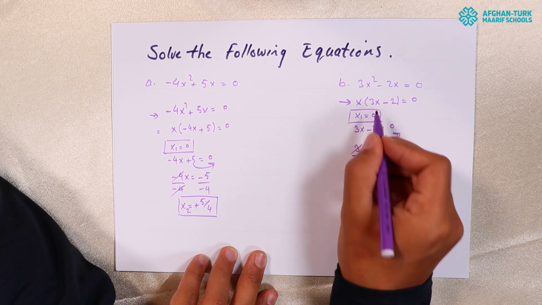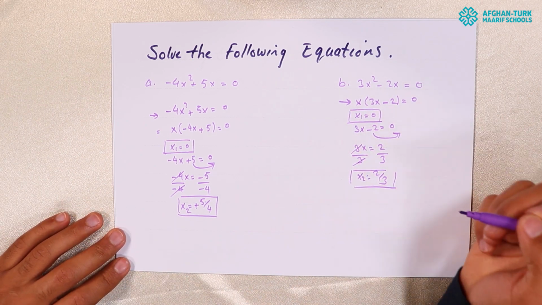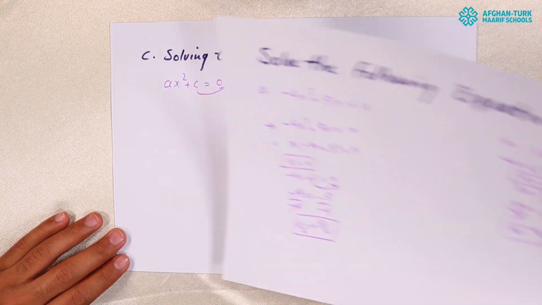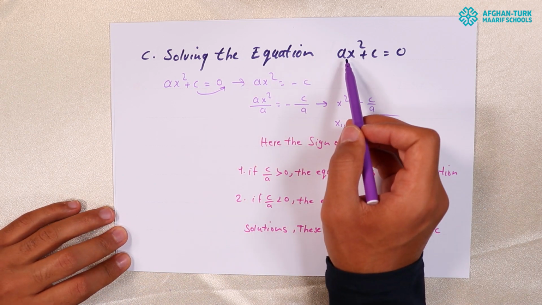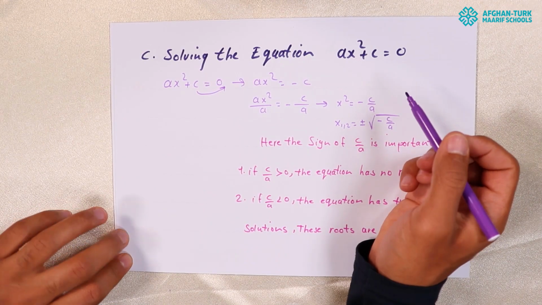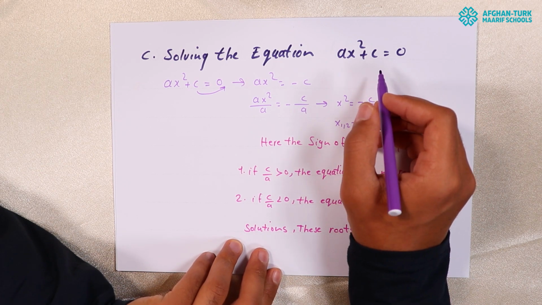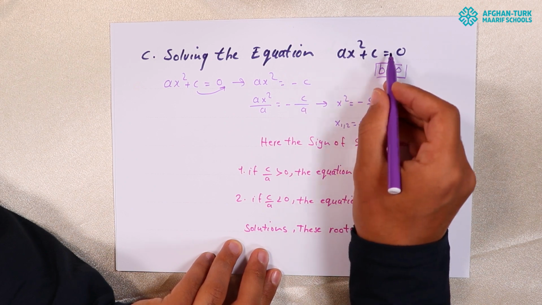Did you see that one root of the equations always will be 0? The other one is 2 over 3. Okay, solving the equations of the form ax squared plus c is equal to 0. In here, which coefficient is 0? Yes, b is equal to 0 in this equation.